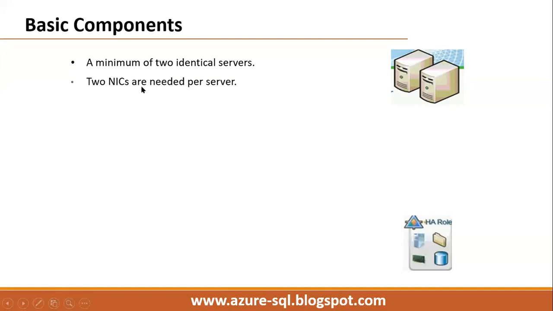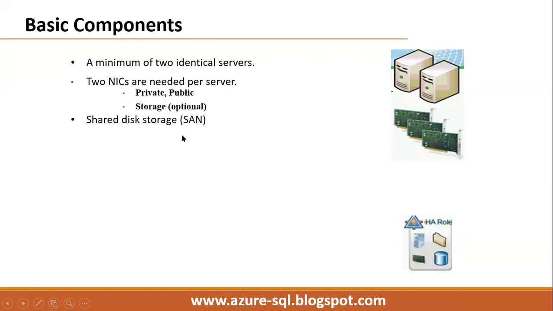Two NICs, two network interface cards, are required per server. Why? Because in every server we need two cards: one for public IP and one for private IP. Two cards are required per server. Yes, we can have three cards also, where one is for storage, which is optional.